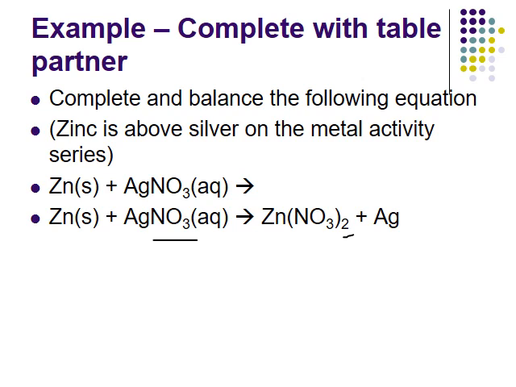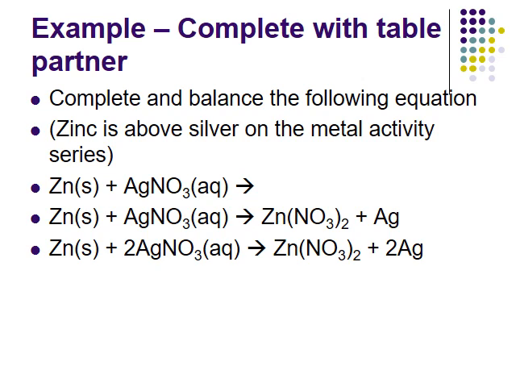Why is that? Well, zinc always has a +2 charge. Nitrate is always a -1. Therefore, we need 2 nitrates to balance out the charge on the zinc. So again, subscripts on the left have nothing to do with the subscripts on the right. And then silver is by itself. Silver is not diatomic, so just Ag. So that's the complete step.